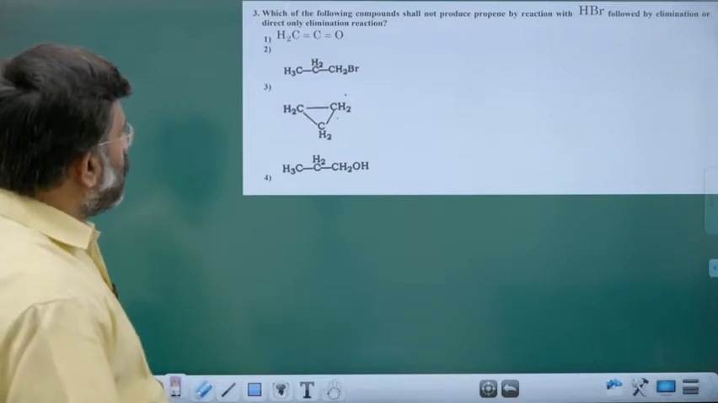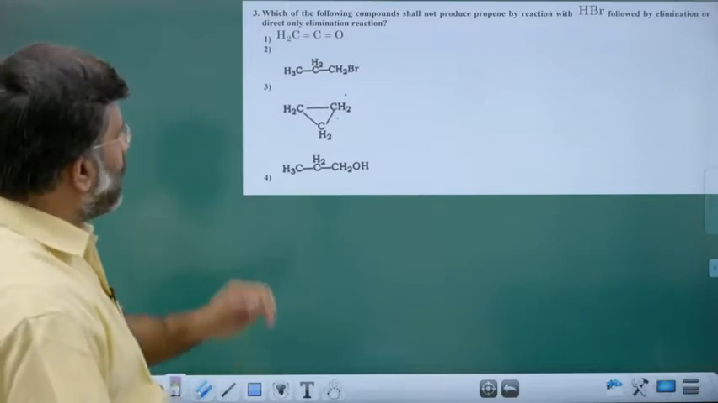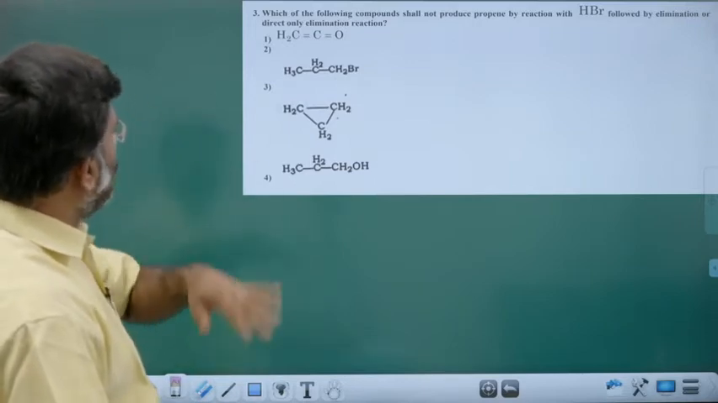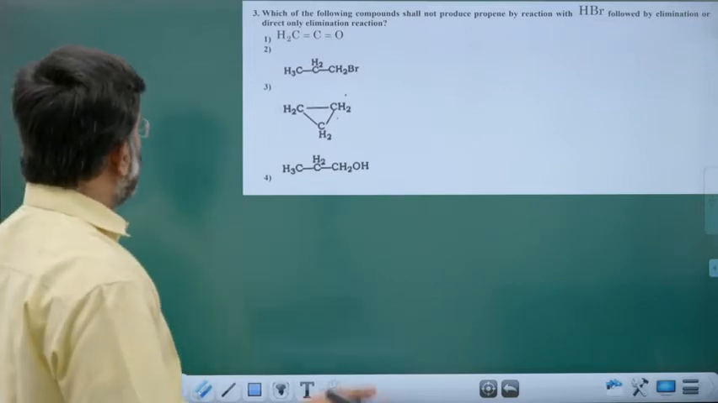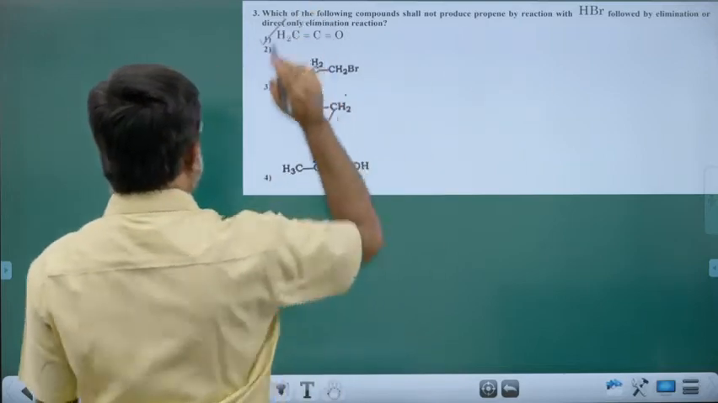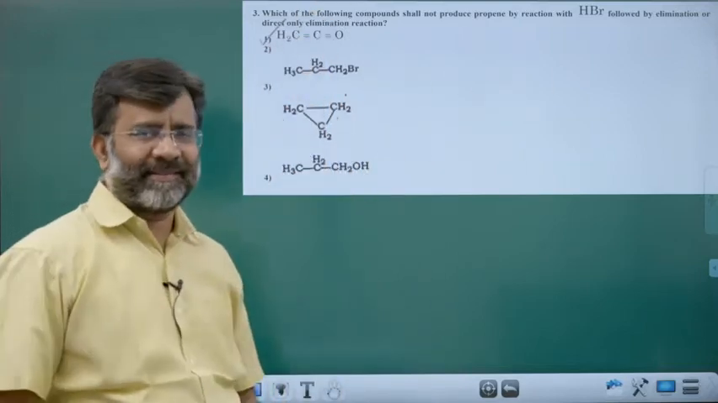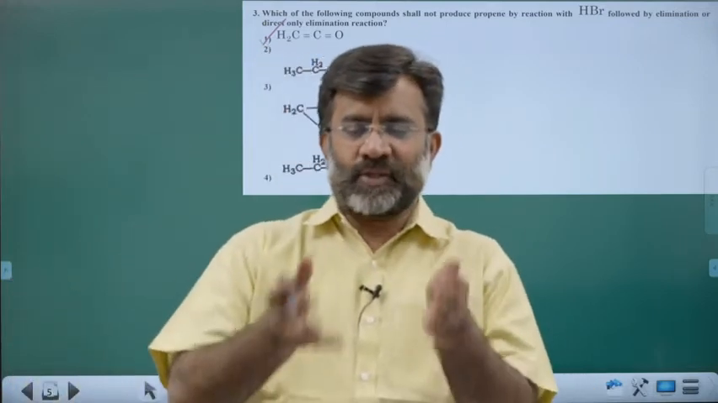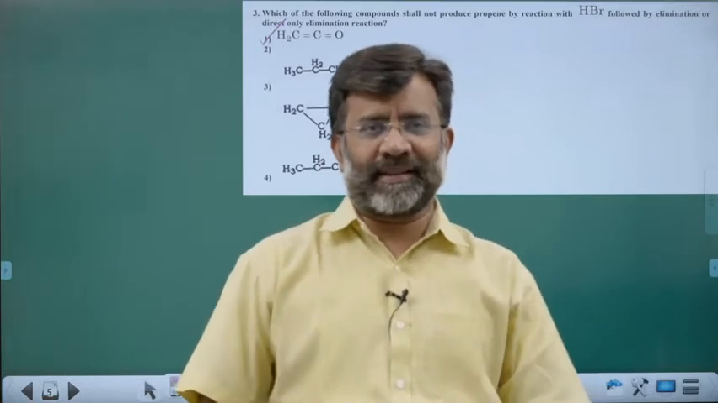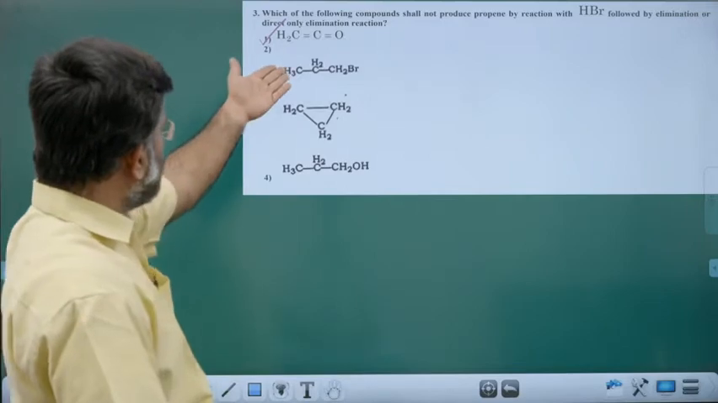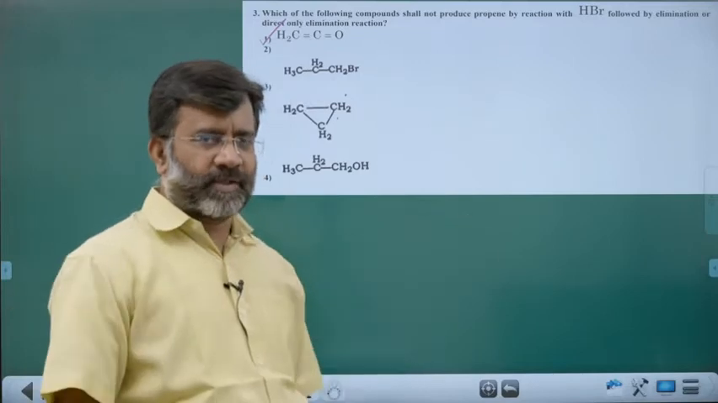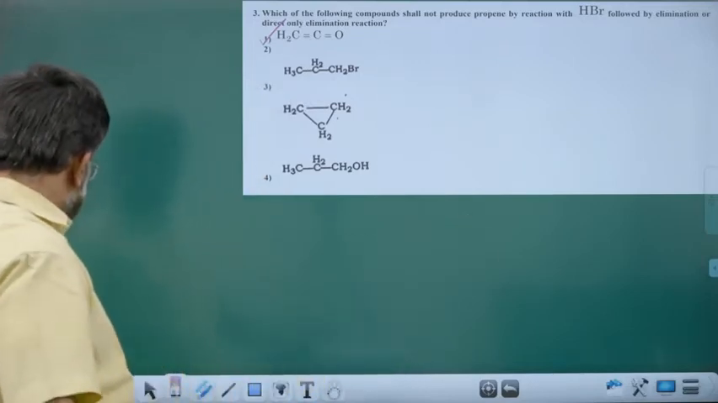Which of the following compounds shall not produce propene by the reaction with HBr followed by elimination, or directly only elimination reaction? Propene. First one definitely cannot. Shall not produce, first choice, because there is only 2 carbon. How can you get a propene from that molecule by the reaction with HBr? Only 2 carbon atoms are there, while the others can be. There are 3 carbon, 3 carbon, 3 carbon. There are possibilities. First compound definitely not possible because it will contain only 2 carbon atoms.